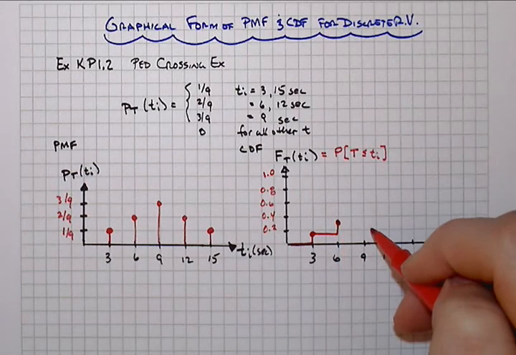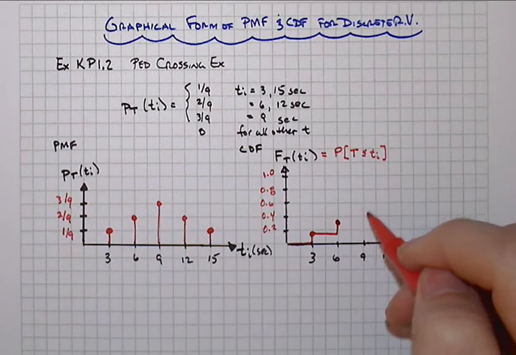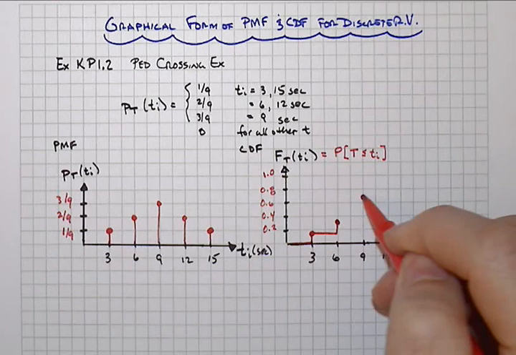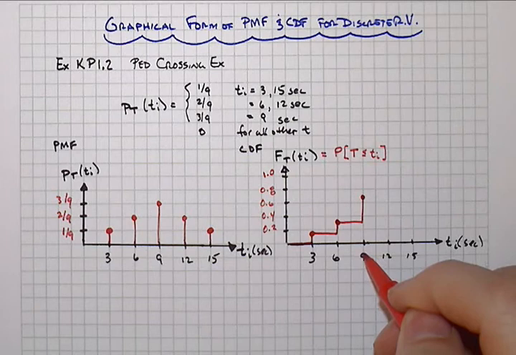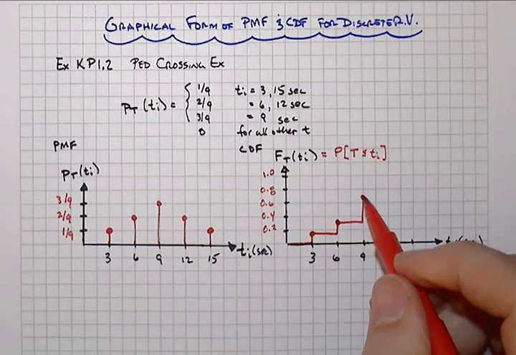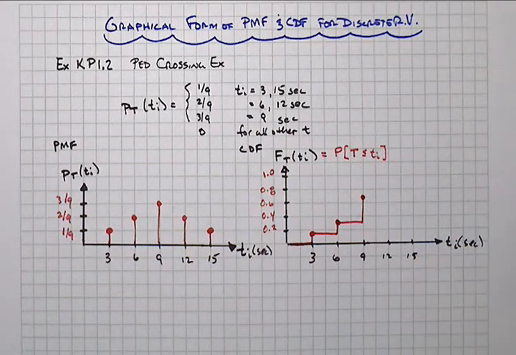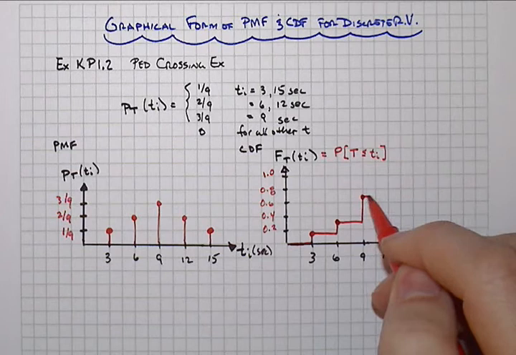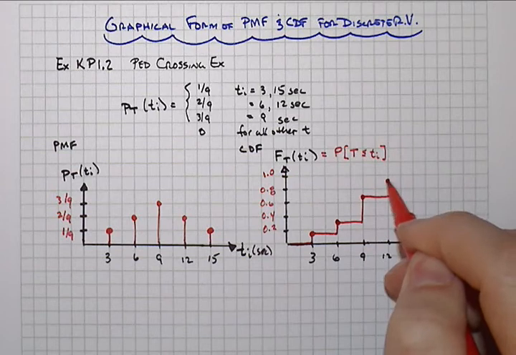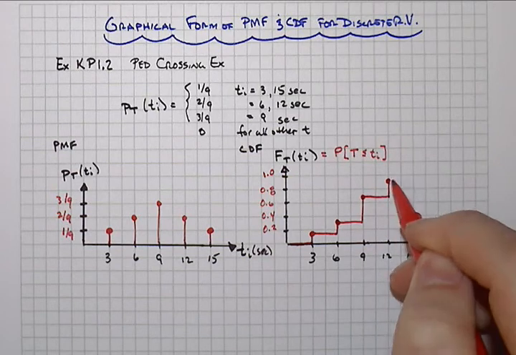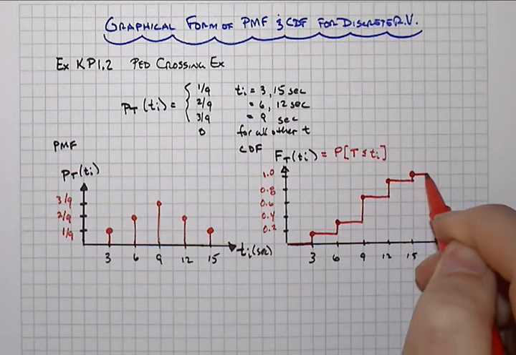Then as we go over to 9, we're going to add another 3/9 on top of that, so we'll be up at 0.67. Again, we go over flat until we get to 9 and then immediately jump up. When we're exactly at 9, that includes the possibility of 9, so that's where we add the lumped mass of 3/9 to get up to 0.67. Then finally we come over to 12 flat, go up another 2/9 for 8/9 total, and when we come over to 15, we jump up the last 1/9 to exactly 1.0.